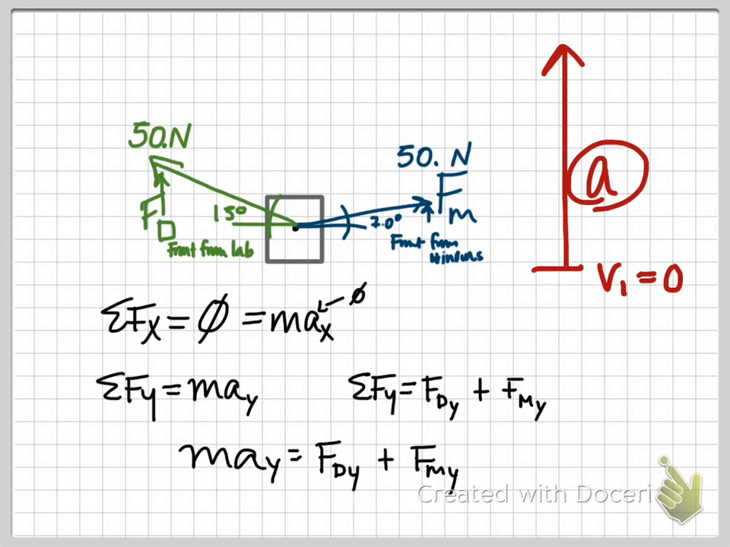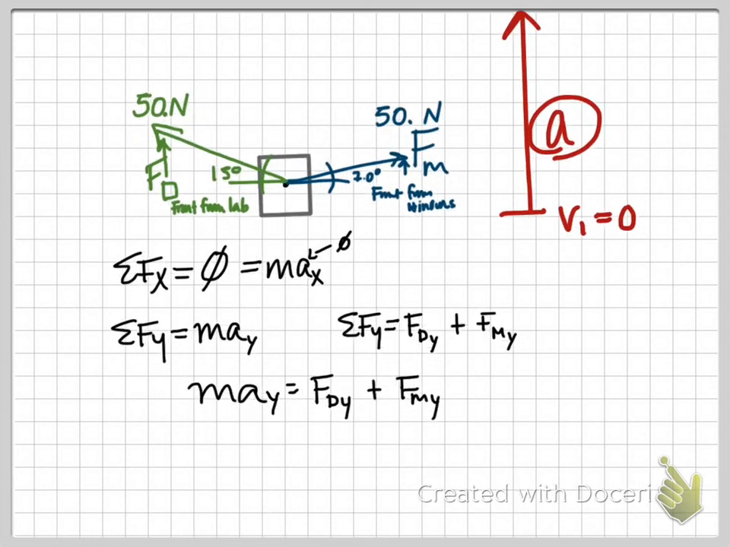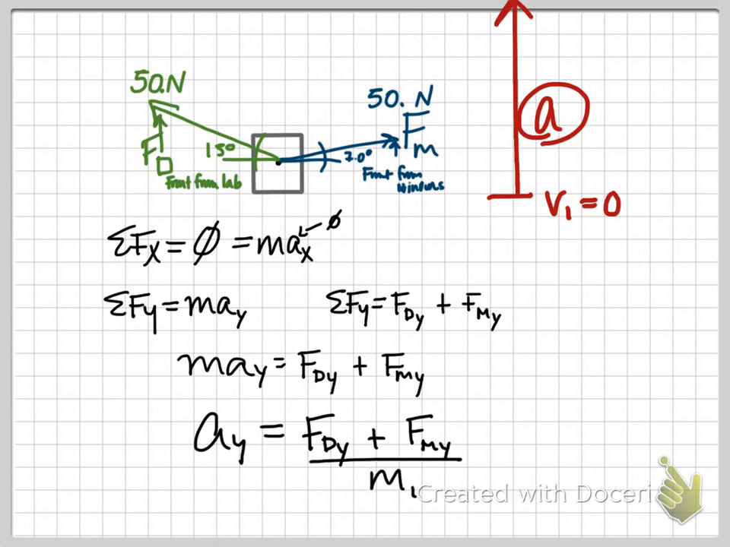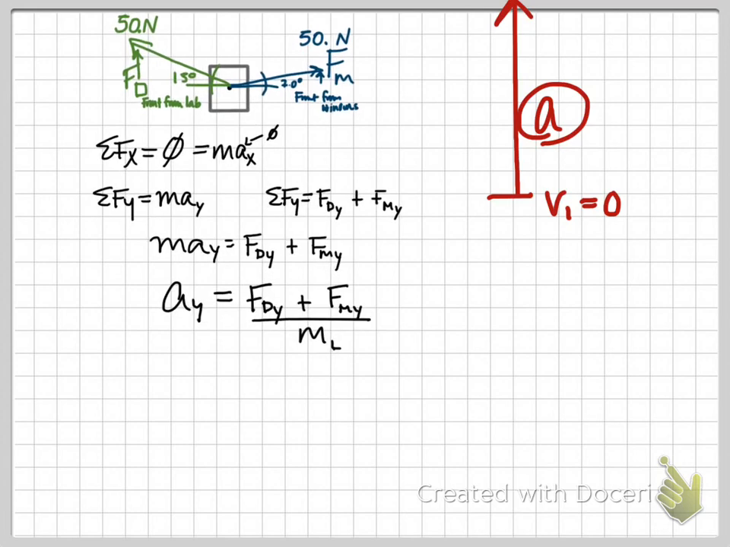Ooh. You see where this is going, I assume. We can find the acceleration. Hot diggity forces. So acceleration on the y is equal to the force of young Duncan on the y plus the force of young Morgan on the y, all divided by the mass of Dustin. We'll make that mass of Lane, since we're using last names. Okay, so we've got an expression. All we have to do is plug in our expressions.